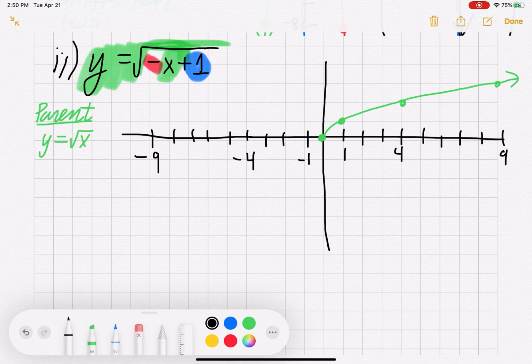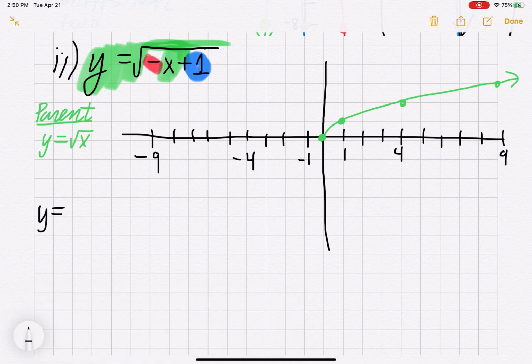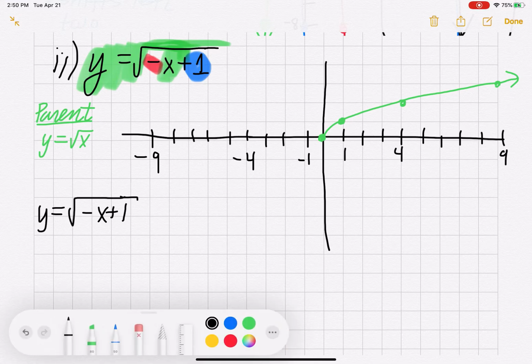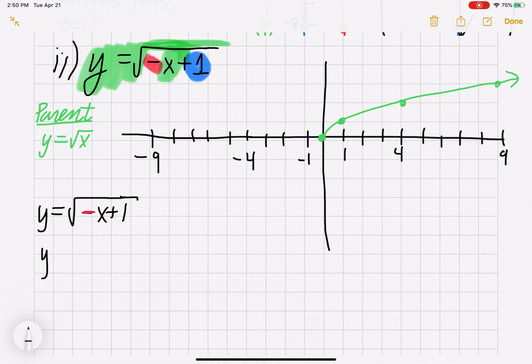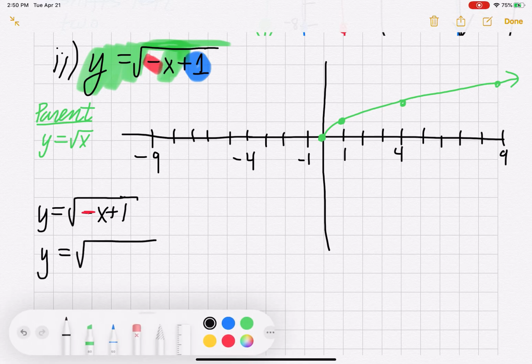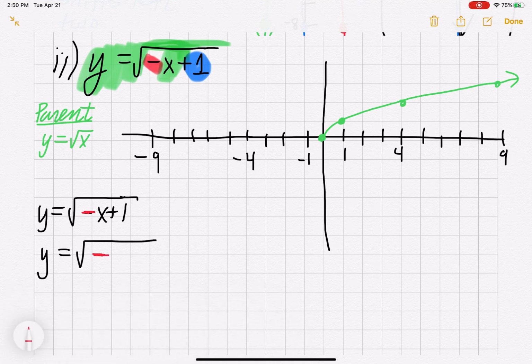Now, when you look at this function, y equals square root of negative x plus 1, anytime you have a negative inside of the house in front of the x, and you have a plus or minus, you have to factor a negative out in the following way. So you're going to take this red negative here. You're going to factor it. So what happens when you factor it? You're going to put a parentheses.